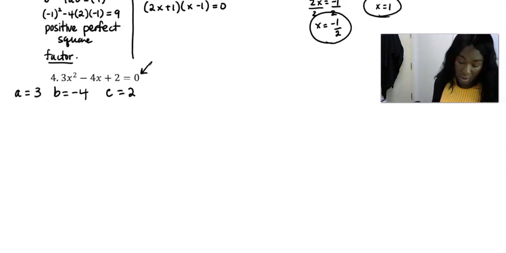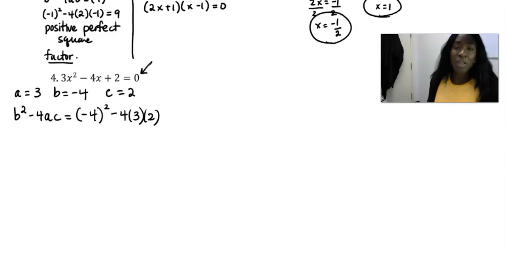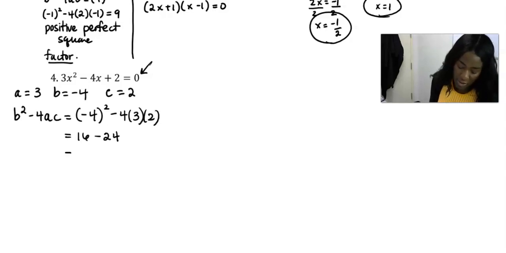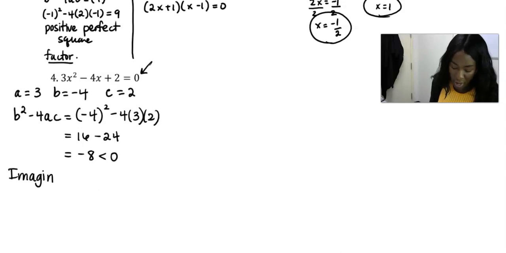I'm going to first calculate the discriminant, b squared minus 4ac. So I'll be squaring -4 and then subtracting 4 times 3 times 2. -4 squared is a positive 16, so we have 16 minus 4 times 3 times 2, which is 24. And 16 minus 24 is -8, which is less than 0. So because that is less than 0, that tells us that this quadratic equation is going to have imaginary solutions. All of our solutions are going to be involving i.